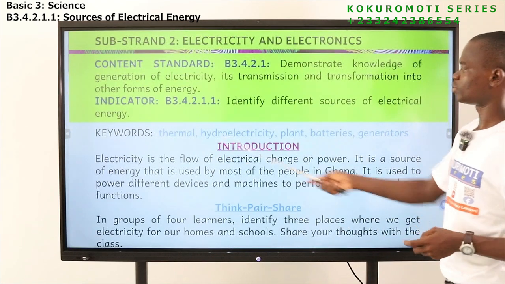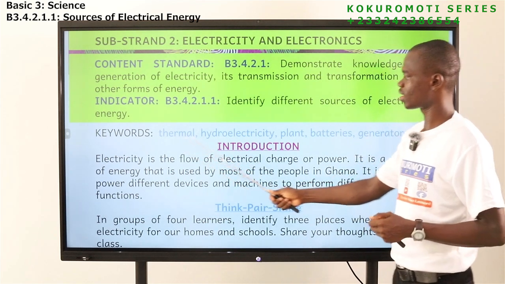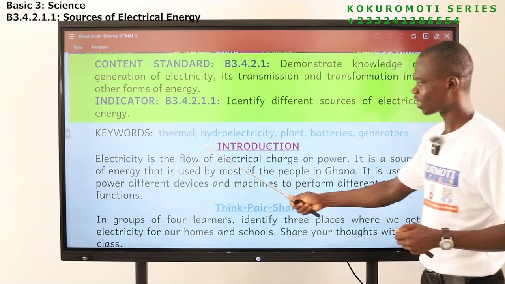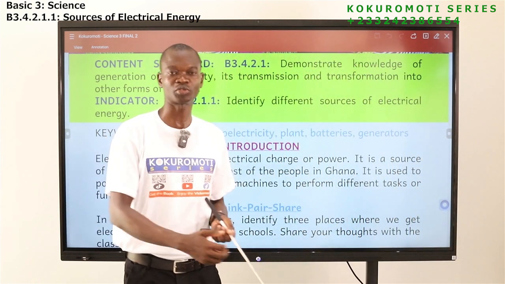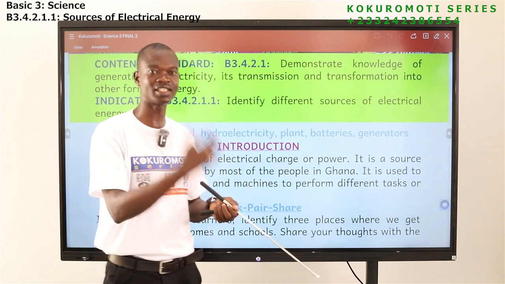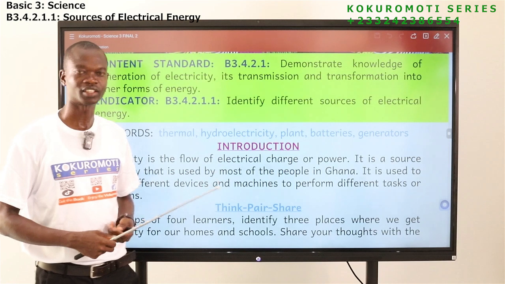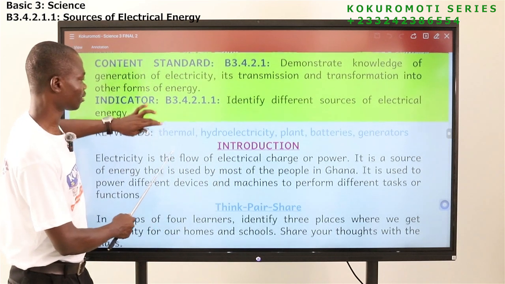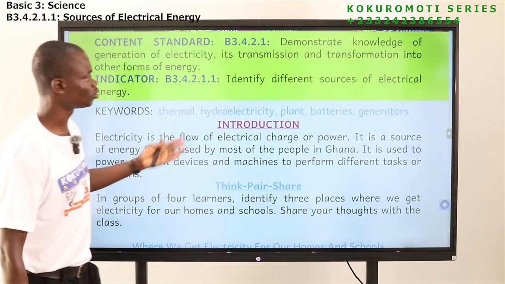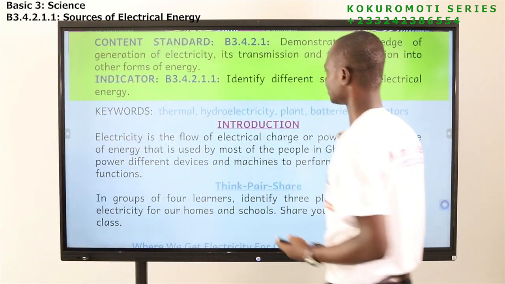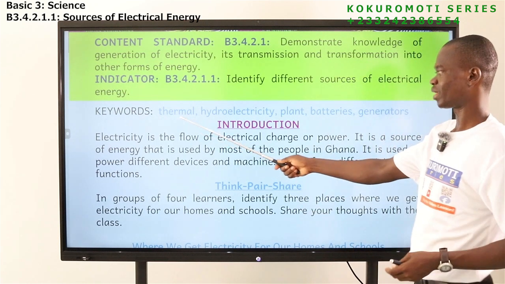So these are the keywords that you will see. We have the first one, thermal. Thermal energy means energy obtained from heat. So we use heat to do so many things. Heat can be used to generate electricity, and that's one we describe as thermal.